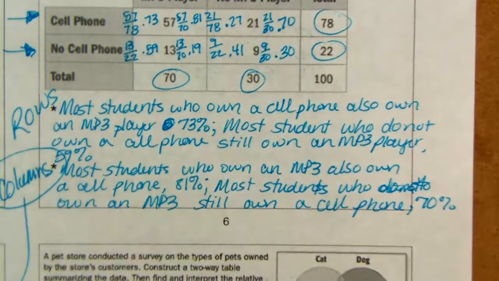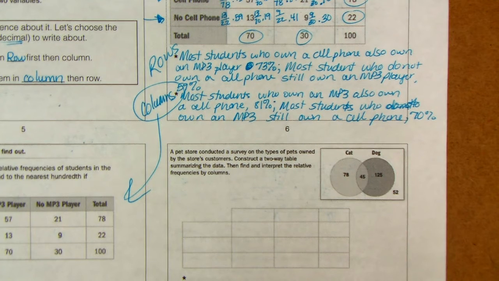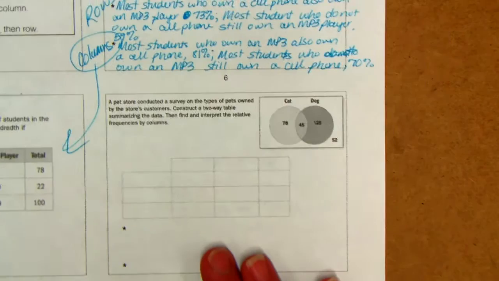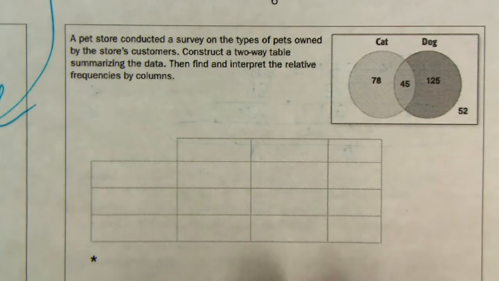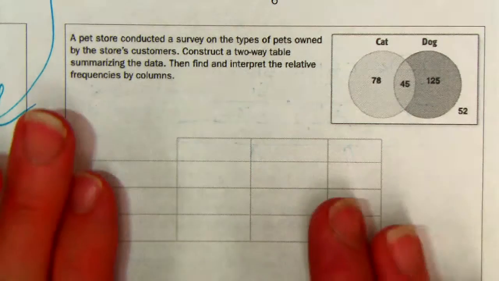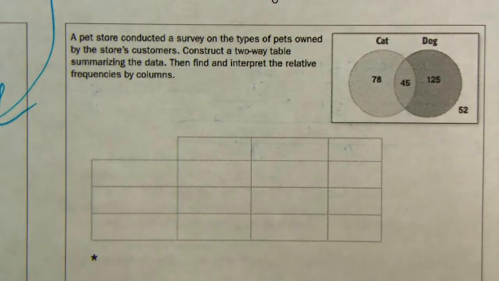Okay, let's do this last problem here. Not only did they give us their Venn diagram over here, and then they are going to let us set up our two-way table, but they didn't even label it. So now what did we ask them? We said a pet store conducted a survey on types of pets owned. Some own a cat, some own a dog, and some own both, and some own neither.